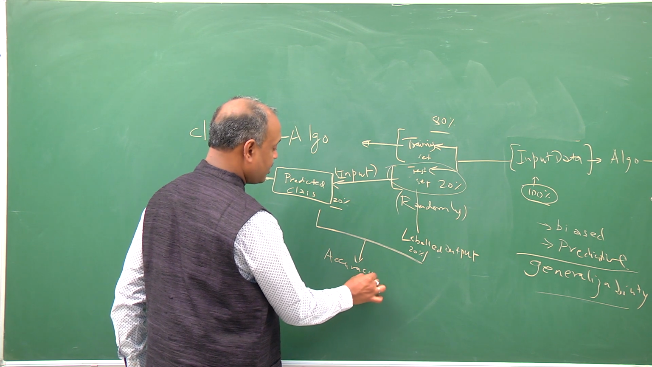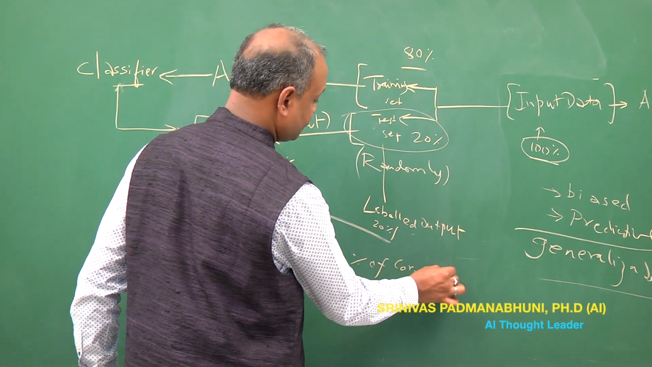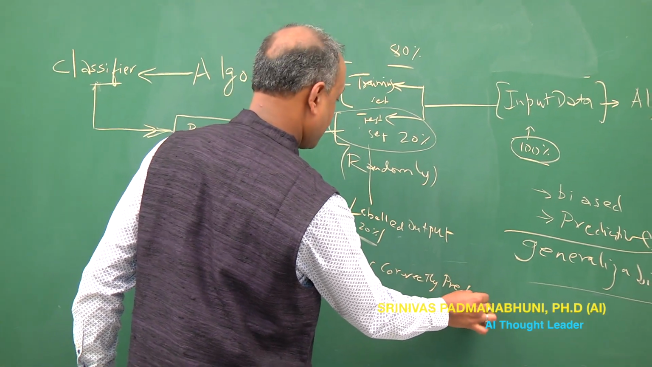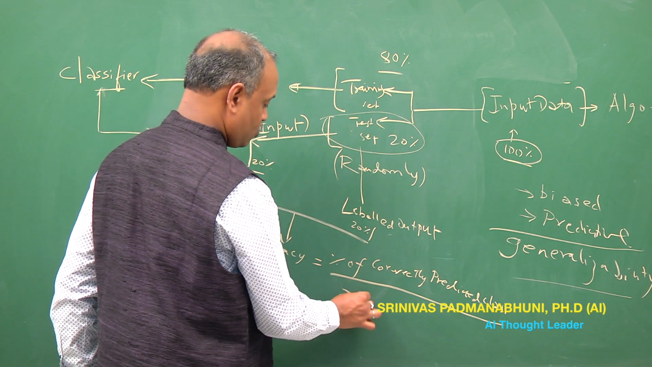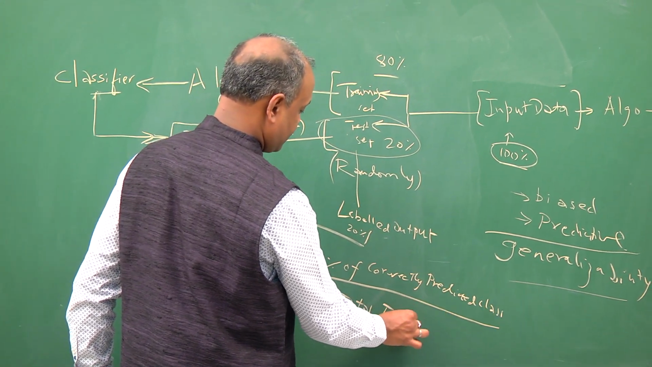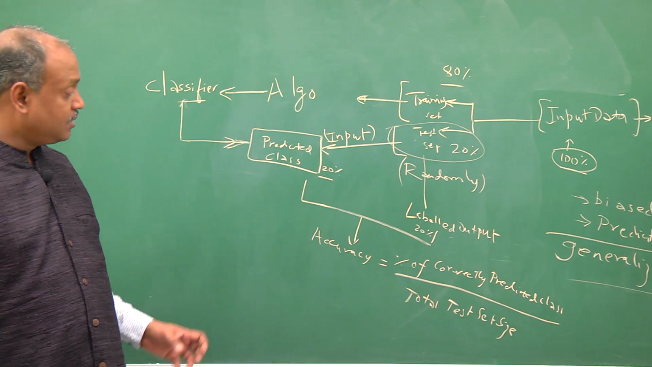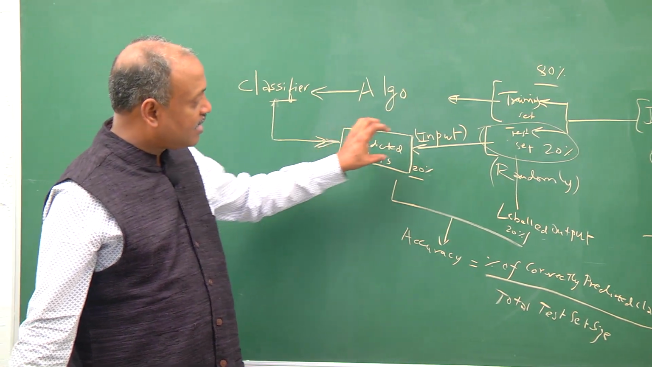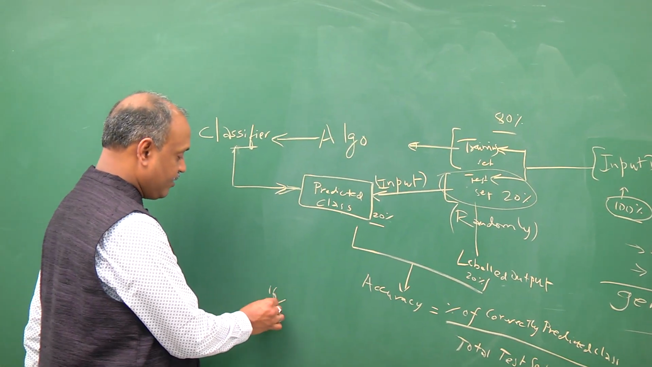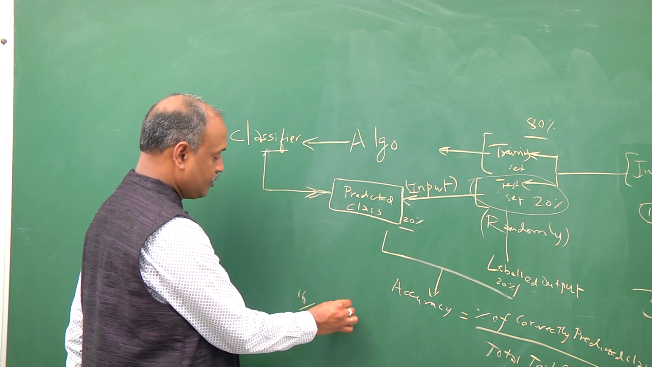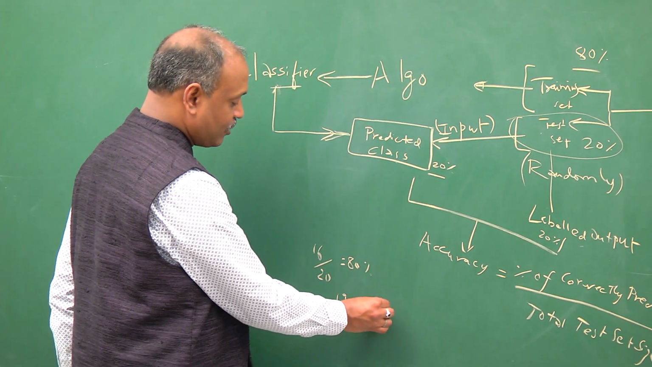Accuracy means the percentage of correctly predicted classes out of the total test set size. So for example, suppose you had 20 instances and you predicted 16 of them correctly, where the predicted class is the same as the original labeled output. So your accuracy becomes 16 out of 20, which is 80%. Same thing, suppose you have 19 out of 20, then you have a 95% accuracy of the model.